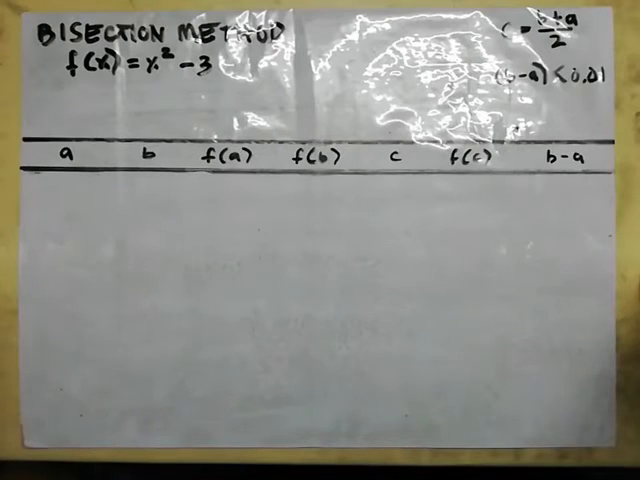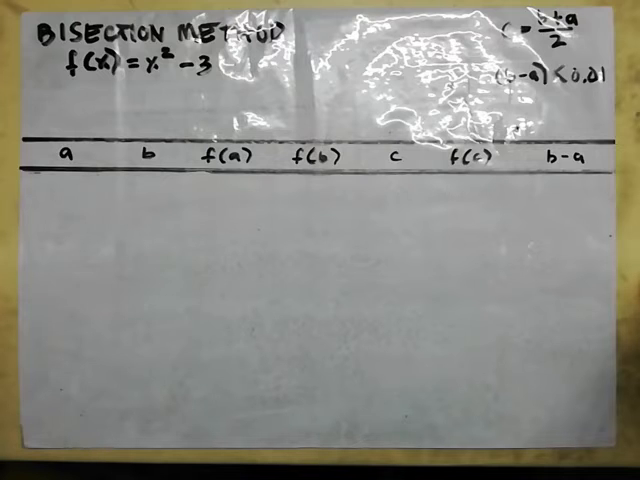So here we have our example, f of x is equal to x squared minus 3. Our goal for this topic is to find the root of this function using the bisection method. Before we proceed, we always remember that our root will lie in a negative and a positive interval.